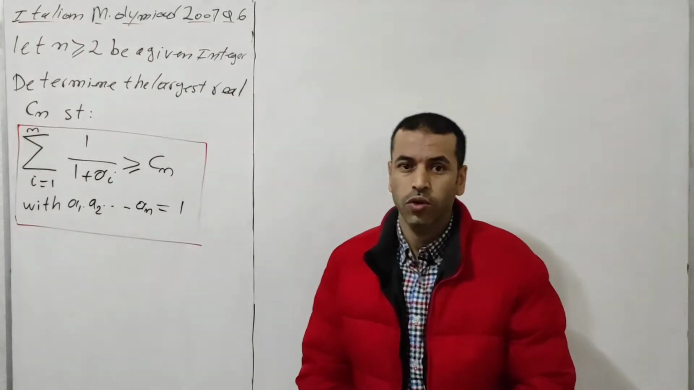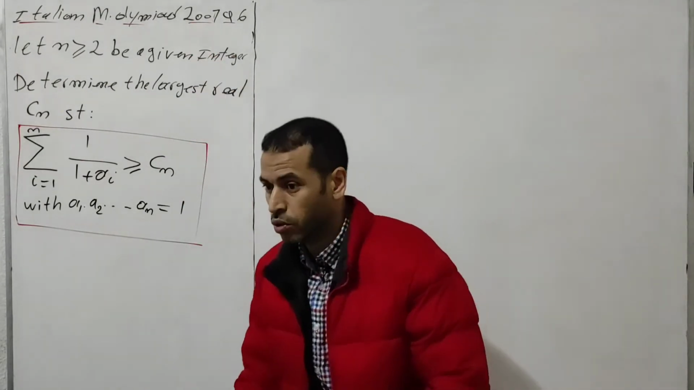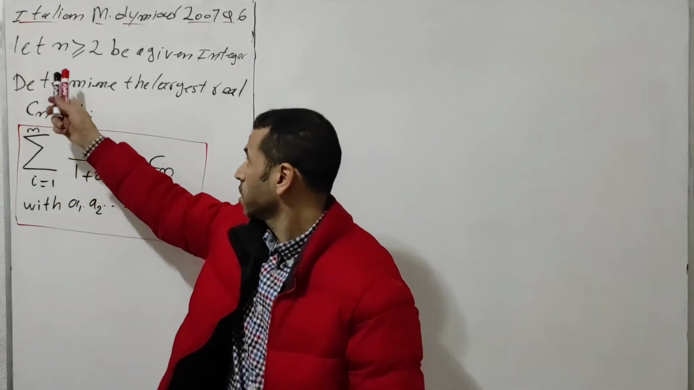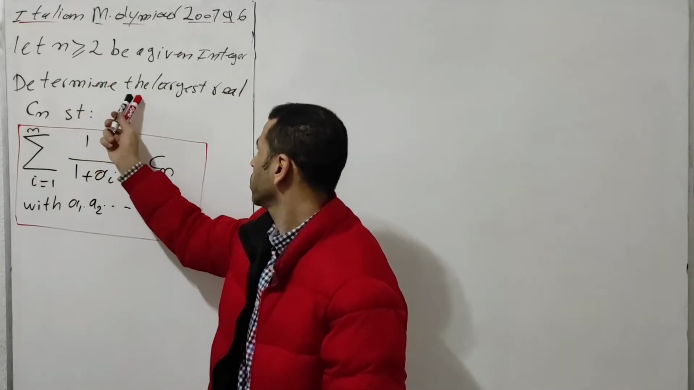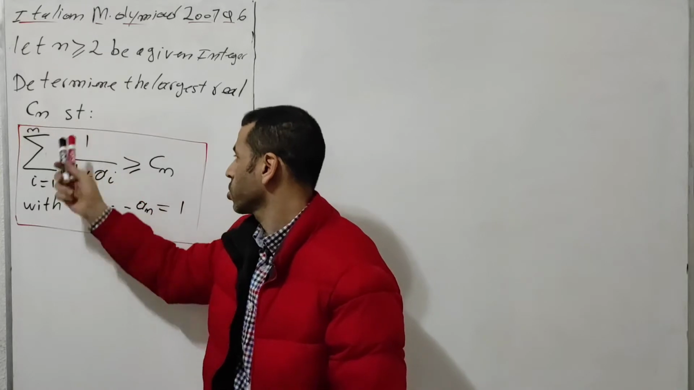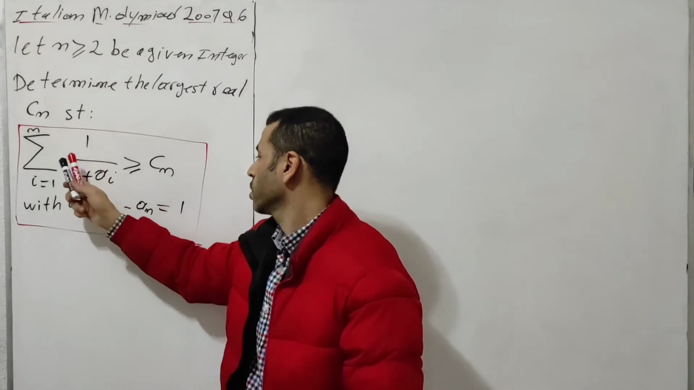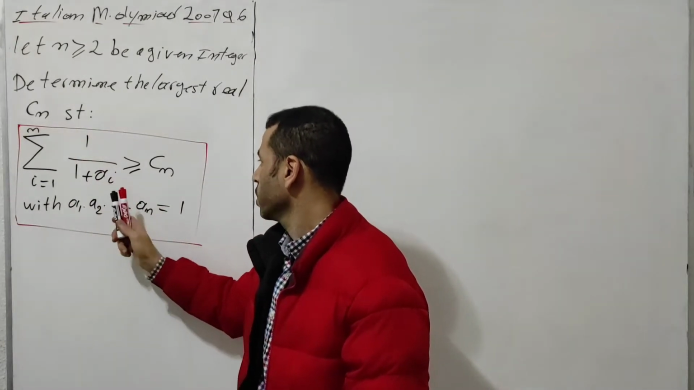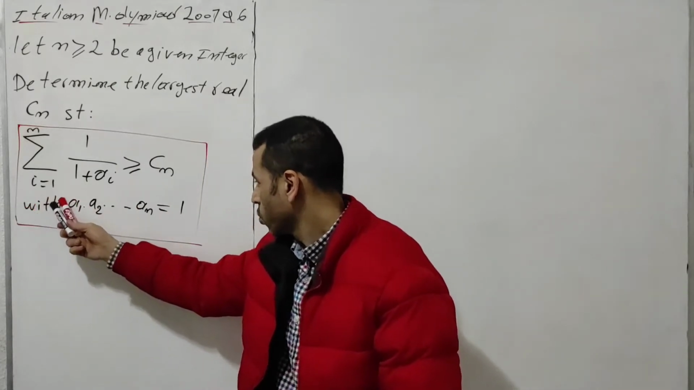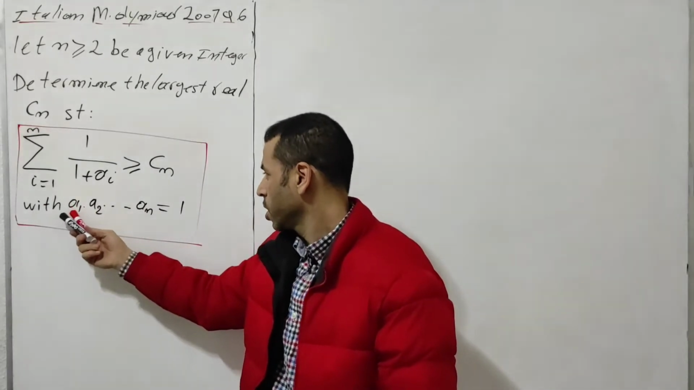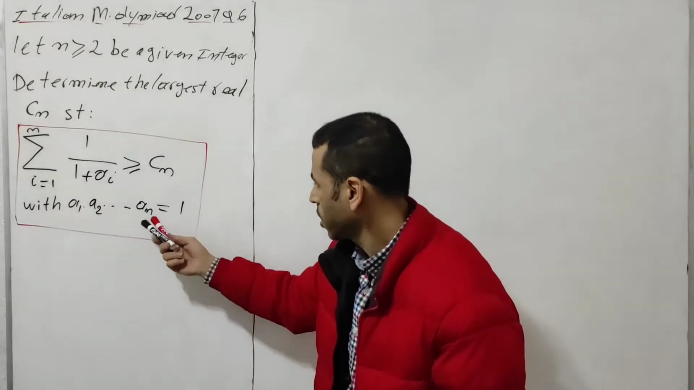Hi, in today's video I would like to introduce you to a very nice problem from the Italian Mathematical Olympiad of 2007, question number 6. Here is the statement. Let n greater than or equal to 2 be a given integer. Determine the largest real number Cn such that the sum as i goes from 1 to n of 1 divided by 1 plus a sub i is greater than or equal to Cn, with the condition that a sub 1 multiplied by a sub 2 and all the way down to a sub n equals 1.